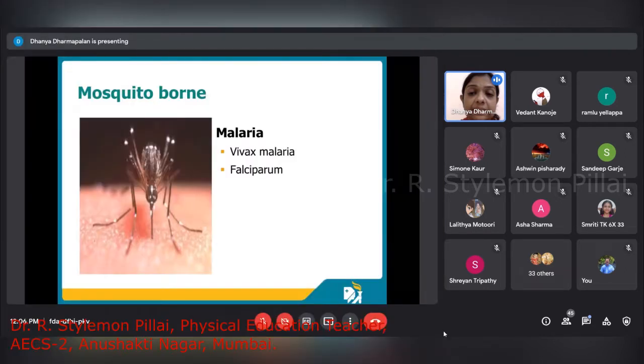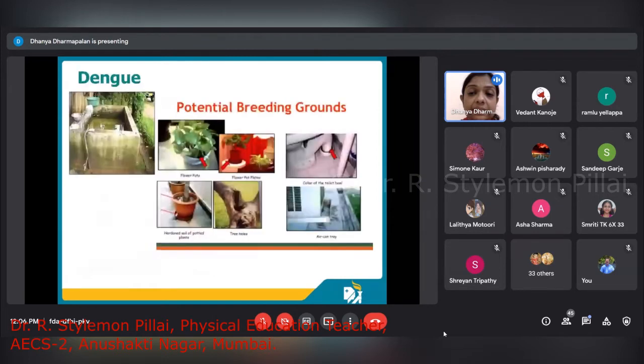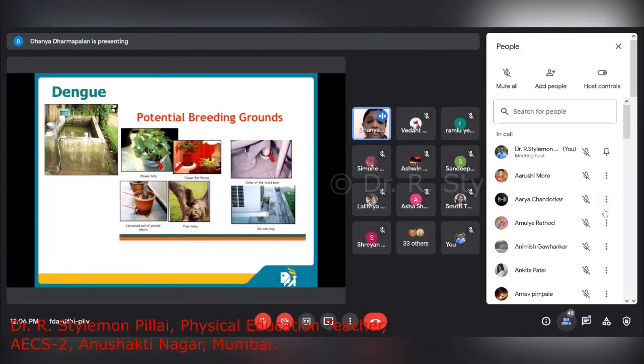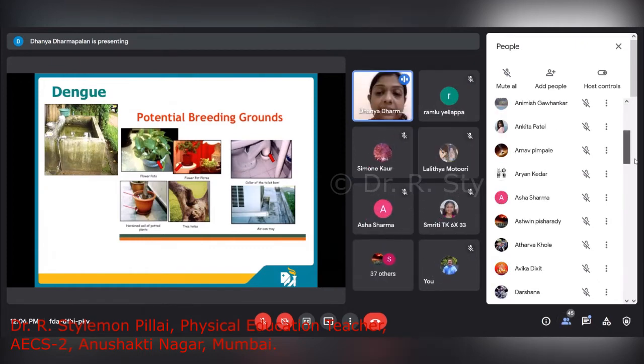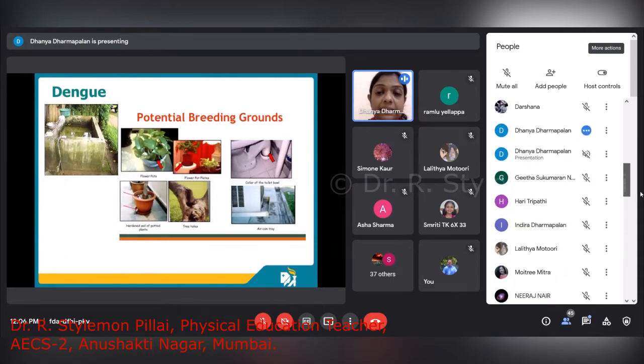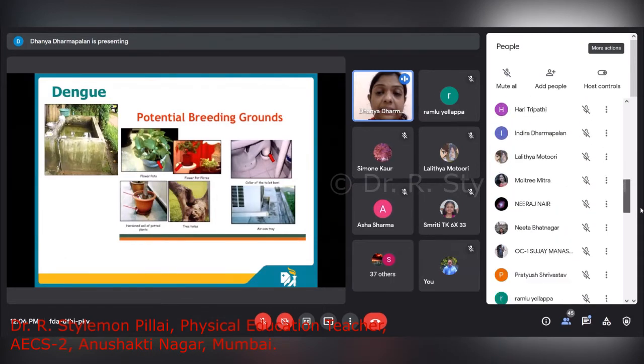Now, mosquitoes spread several illnesses like malaria. Yes, very good. So there is vivax malaria, falciparum malaria, and dengue, chikungunya. And these dengue mosquitoes lay eggs in fresh water. So if there is water collection around your house, inside your house, point it out to your parents, because especially in the dengue season, these are breeding grounds, where the mosquitoes lay eggs. And this can cause dengue in the family.